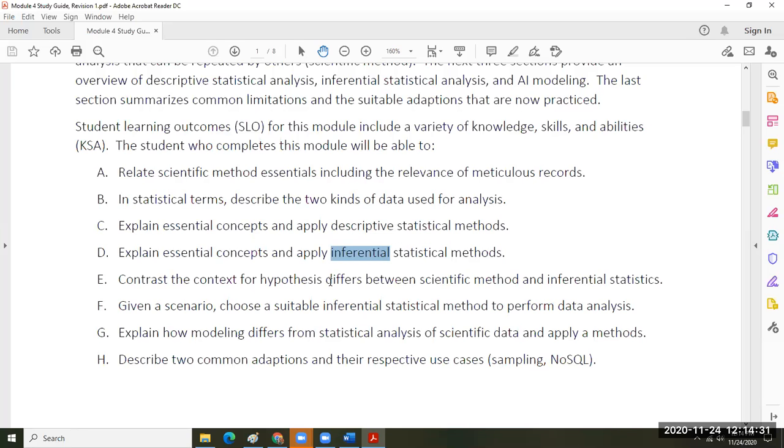And so the statistical hypothesis is not the same as the scientific method. So when we talk about the scientific method and what's important for your experimental method, there tends to be an overemphasis. So why did we have this student learning objective first? Relate the scientific method essentials, including the relevance of meticulous records. It's everybody gets nuts about the numbers. I don't know what it is, but everybody's focused on grinding out the statistical analysis.